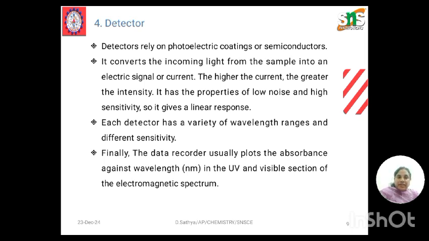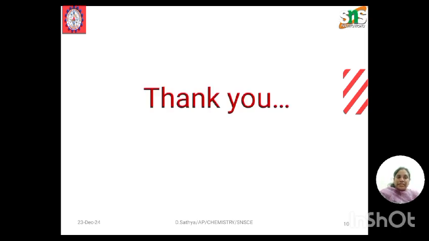Finally, the data recorder usually plots the absorbance against wavelength in the UV and visible section of the electromagnetic spectrum. So thank you to one and all.